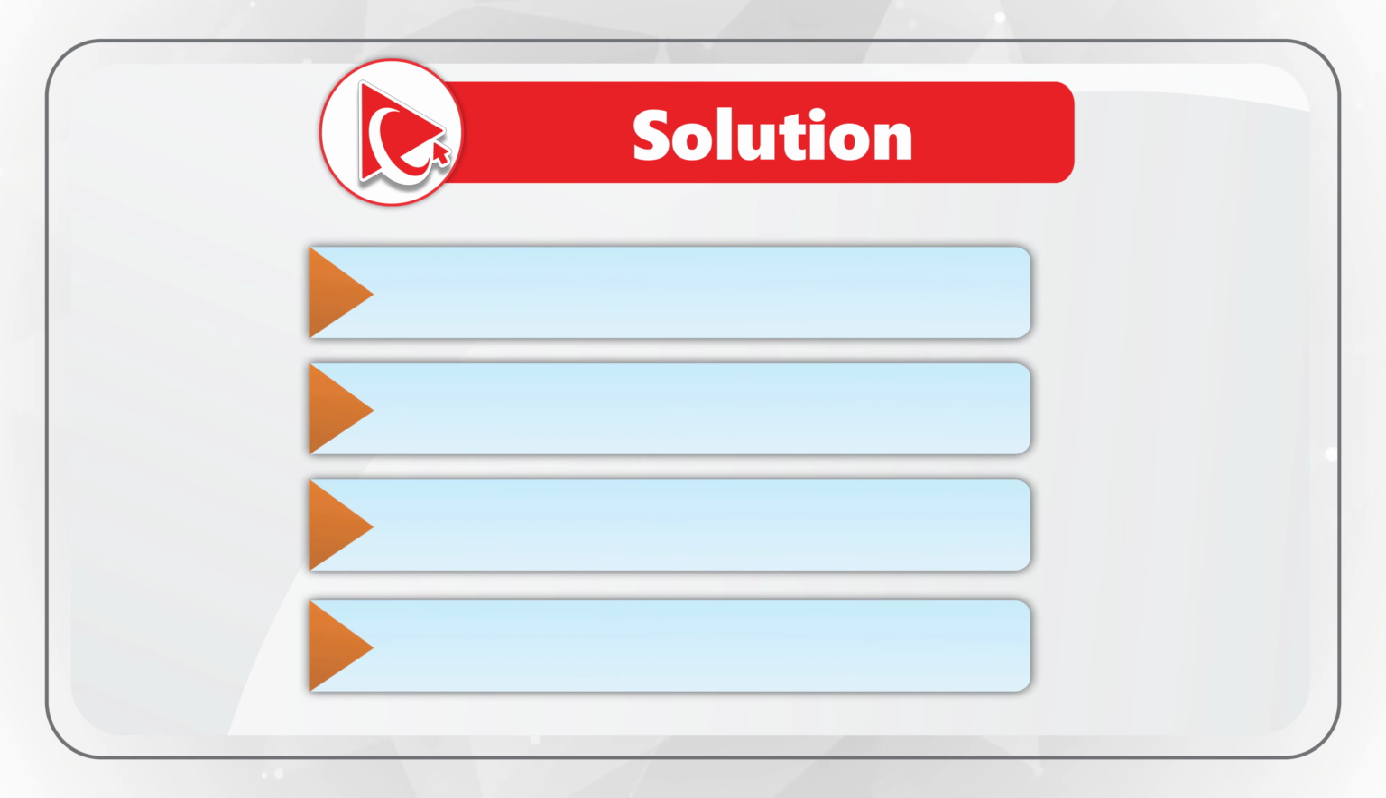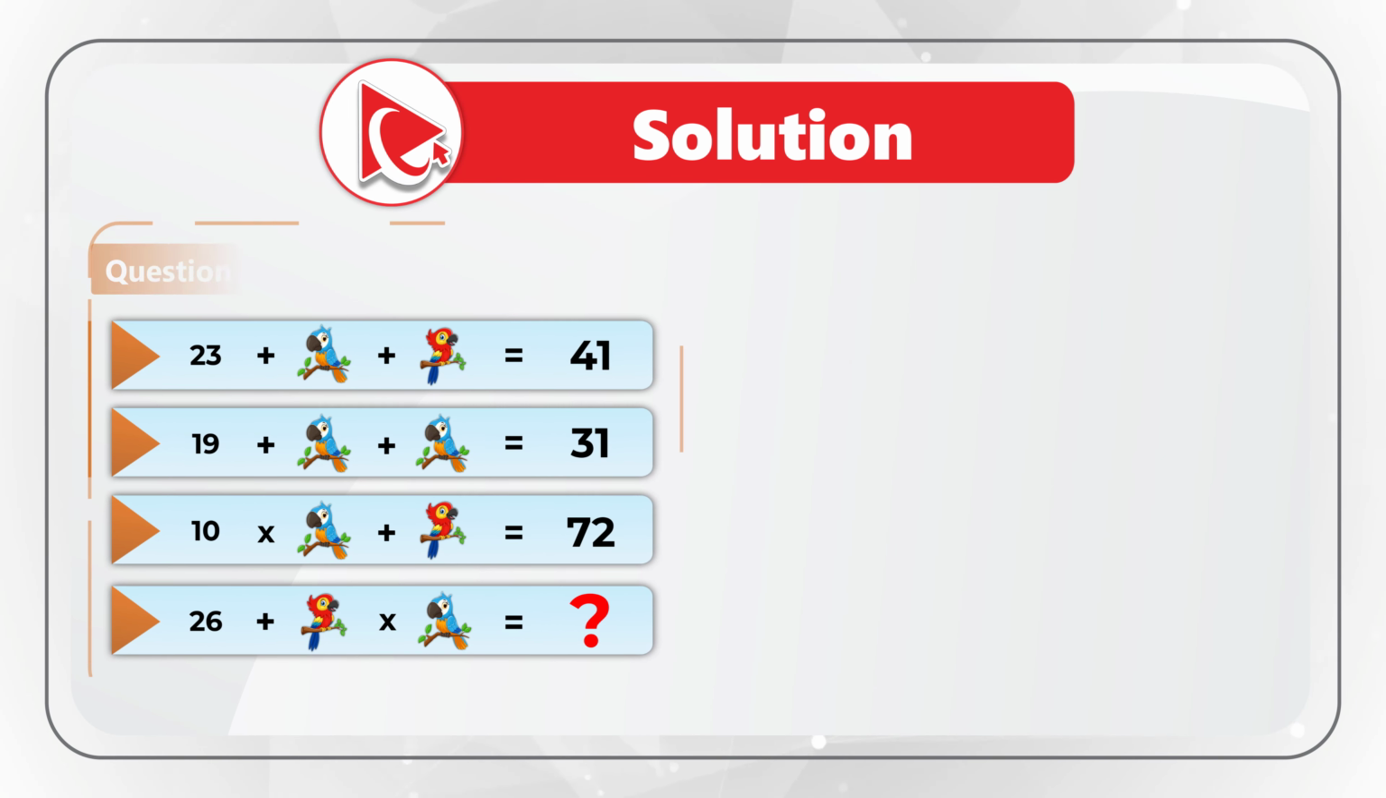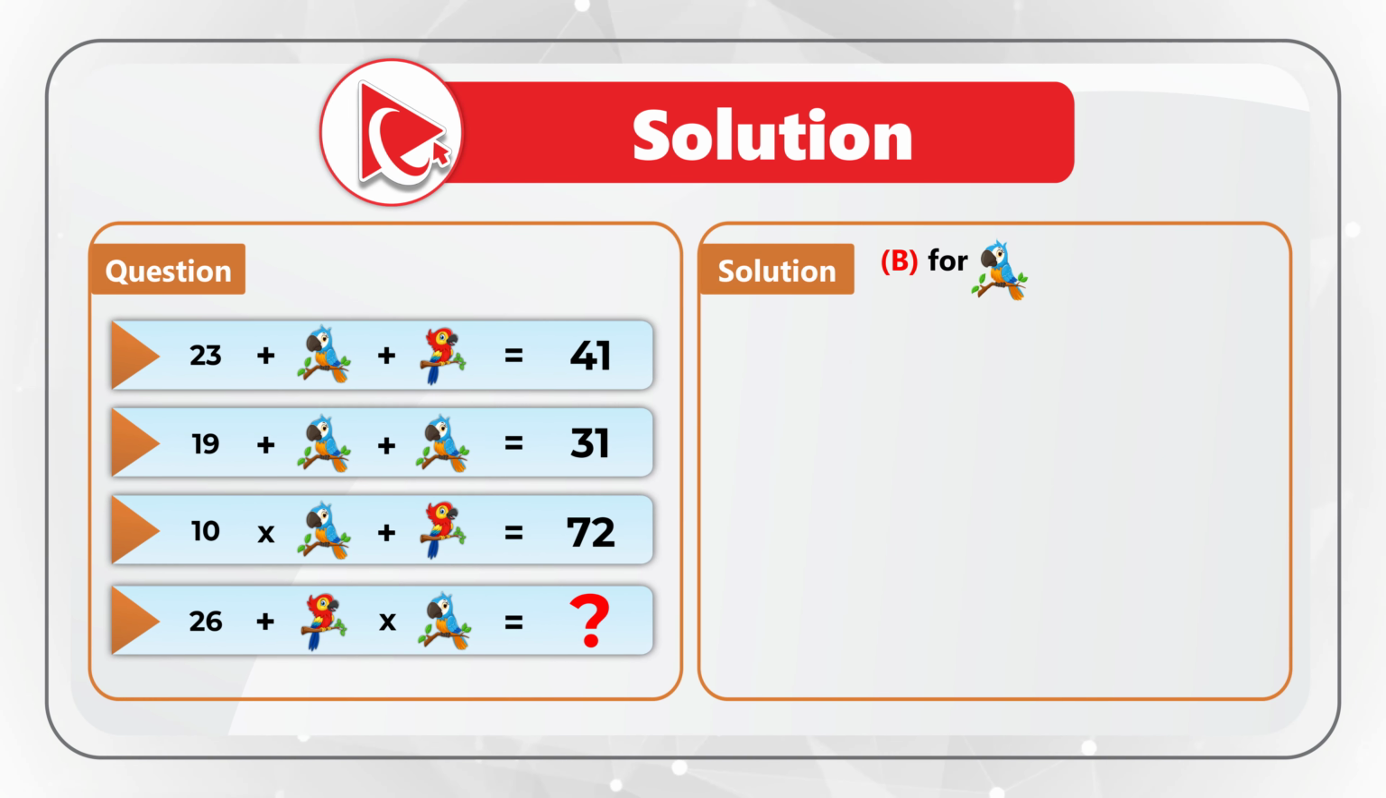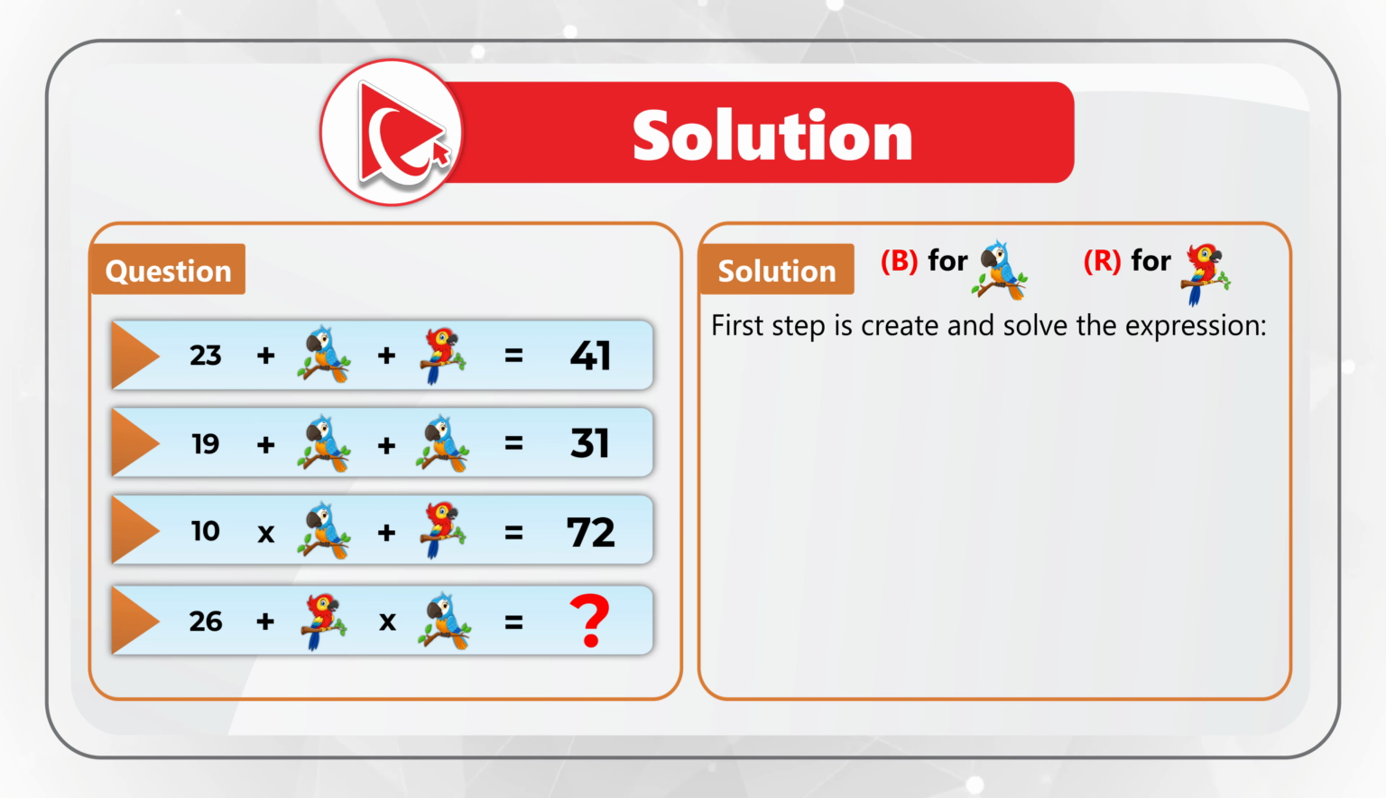For simplicity, let's create variables. We will use B for blue parrot, and we will use R for red parrot. So the first step here is to create and solve an expression. And the easiest one to solve is the second expression with two blue parrots. 19 plus B equals 31, which means that 2B equals 31 minus 19, which equals 12.